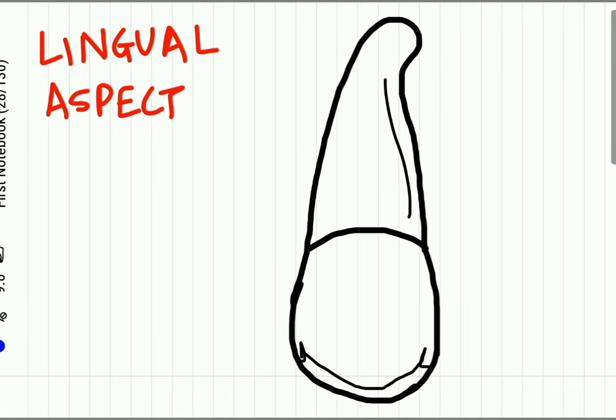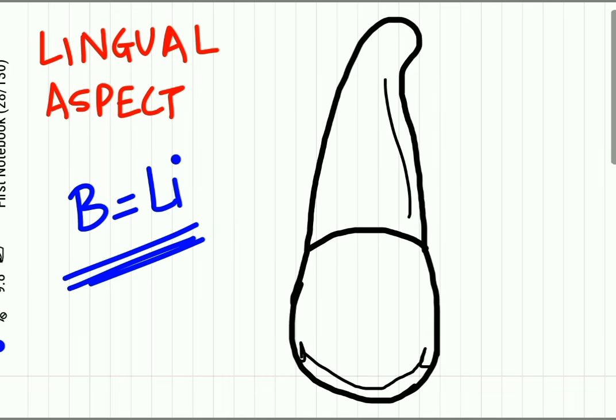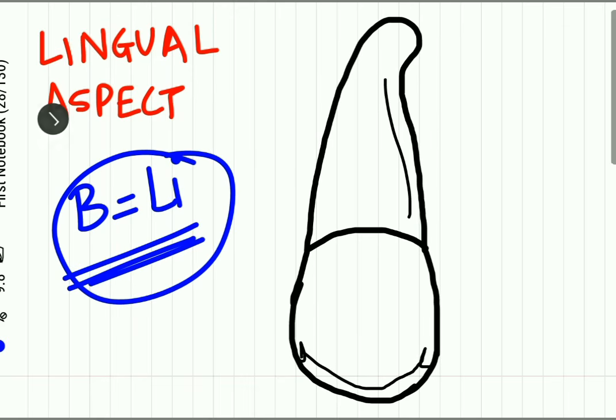From the lingual aspect, now in the maxillary second premolar, both the buccal and the lingual cusp are of the same length. As we have seen in the maxillary first premolar, the lingual cusp is smaller than the buccal cusp, but in the second premolar, these two are equal.